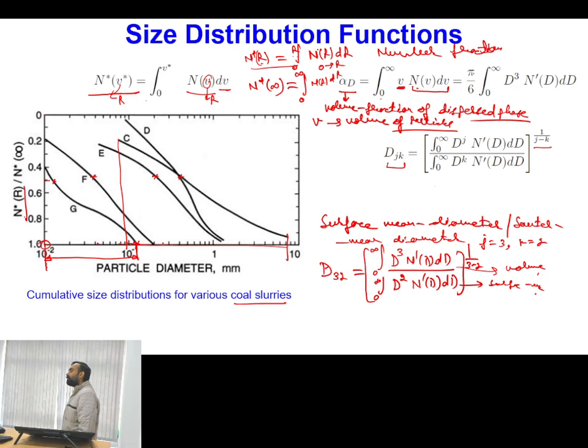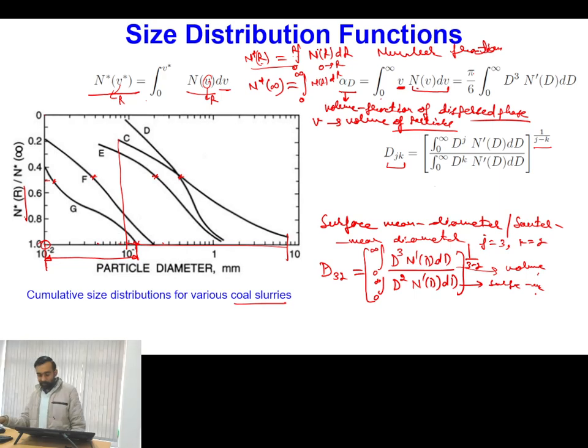Whenever we are simply doing heat and mass transfer, we are not concerned about the hydrodynamics. Then what is our interest? Our interest is only how much energy or mass exchange is happening across the surface area of the particle. So there, instead of using the Sauter mean diameter, we can simply go for the mean surface diameter, which I have defined previously. Okay, is this one clear?